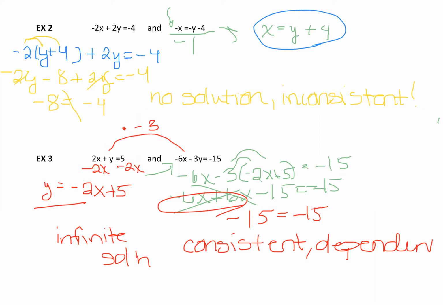Okay, so different types. If you come out with one solution, you have it. If you come out with an untrue statement, like in example 2, there's no solution. If you come out with a true statement, there's infinite solutions. All right, pause if you need to. I am going to clear the page and do the last one, which is elimination.